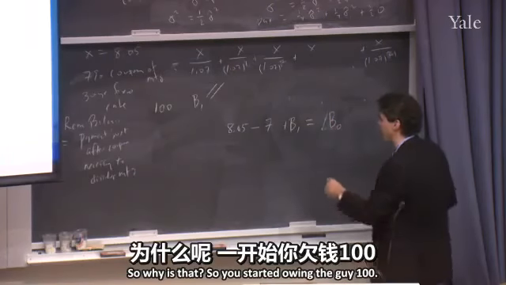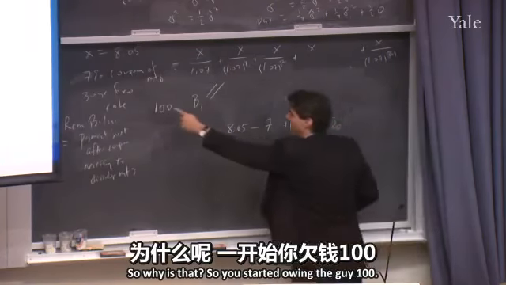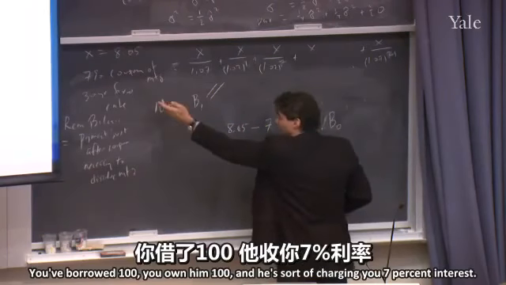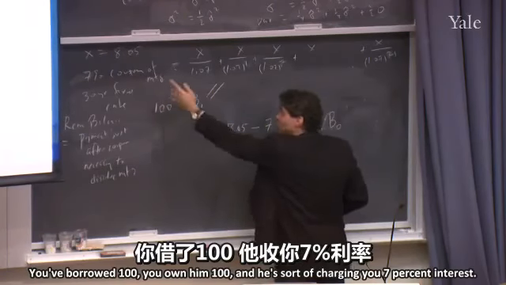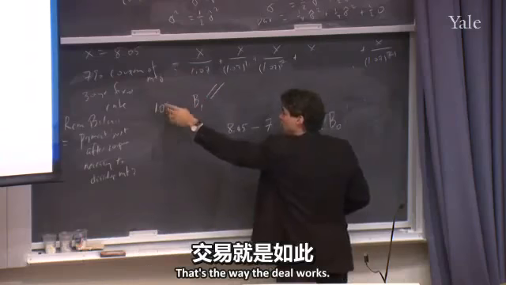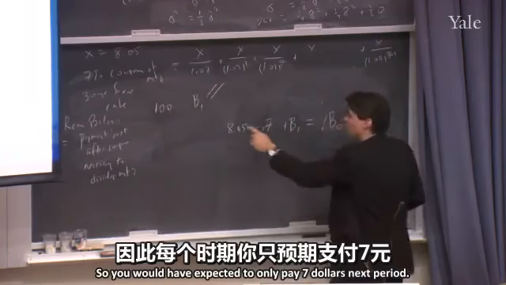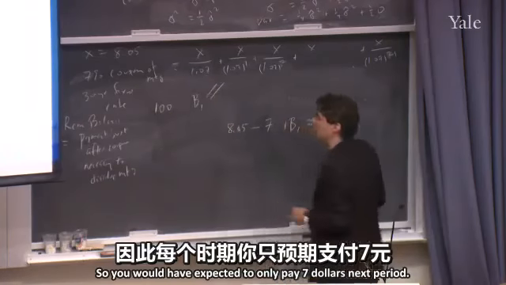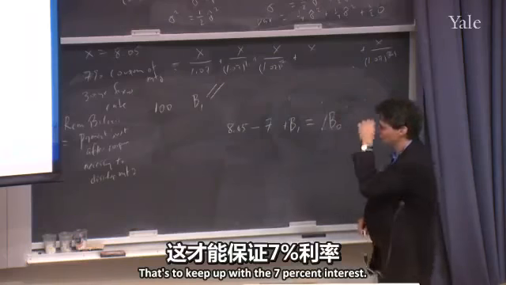Okay, so why is that? You started owing the guy 100. You've borrowed 100, you owe him 100, and he's charging you 7% interest. That's the way the deal works. So you would have expected to only pay $7 next period, to keep up with the 7% interest.